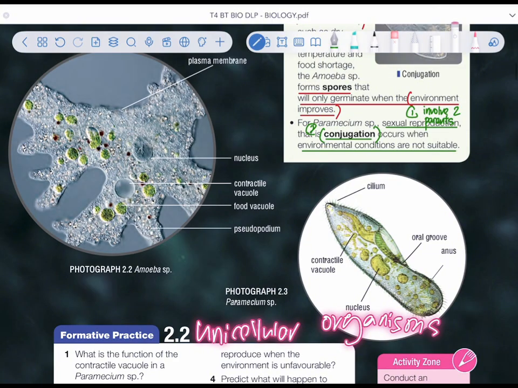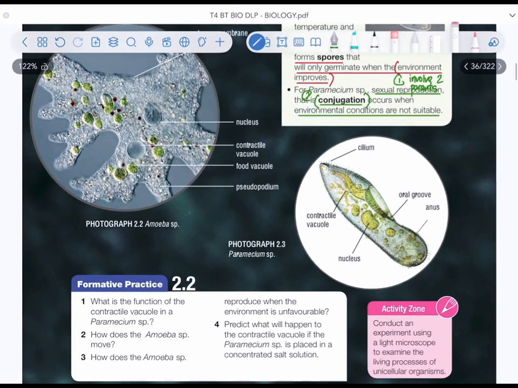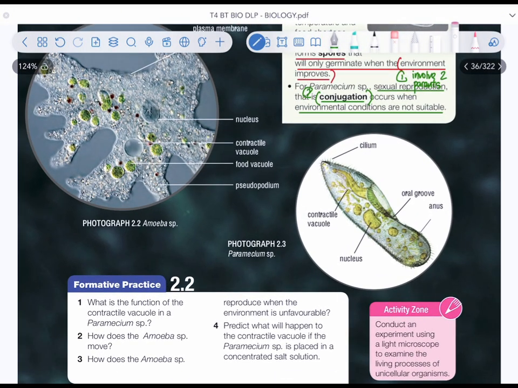So in order to test your understanding, you may answer the question below, which is formative practice 2.2. If you manage to answer all the questions over here, it means that you master this subtopic very well. So the second video of this chapter will end here, and thanks for watching.